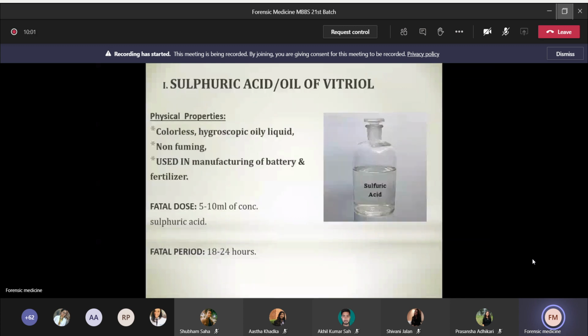Okay, so physical properties of sulfuric acid: it is a colorless, hygroscopic, oily liquid, and non-fuming in nature, and mostly used in manufacturing of battery and fertilizer. That is the use of sulfuric acid. And the fatal dose is 5 to 10 ml, and the fatal period is 18 to 24 hours.